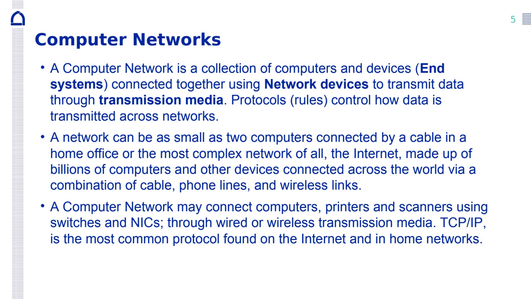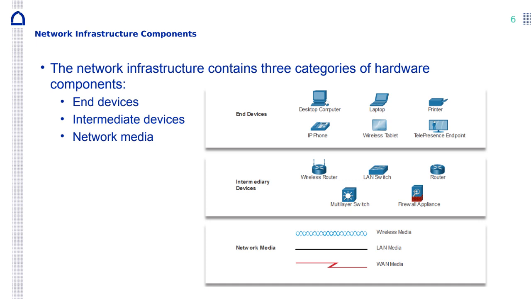Okay. How is the data flow controlled? By using the network protocol. The network can be small, 2 computers, or thousands of computers. The network infrastructure, meaning the infrastructure of the network, we have 3 categories.